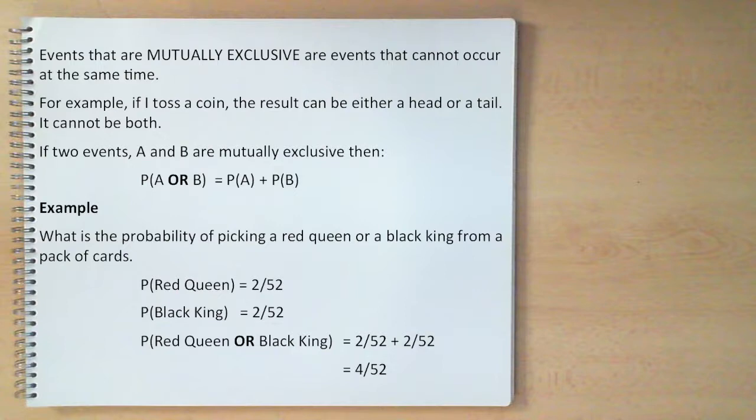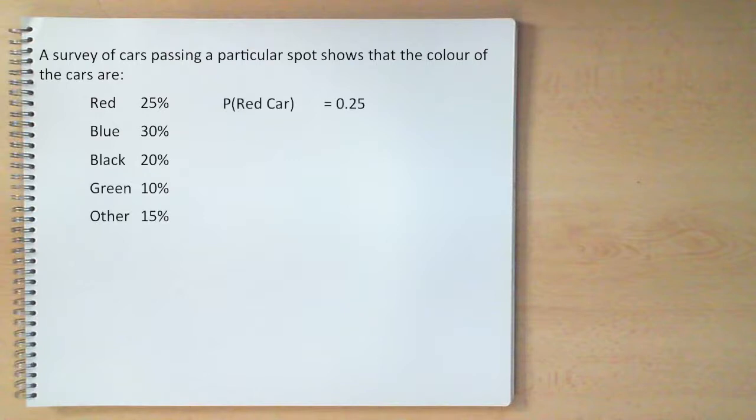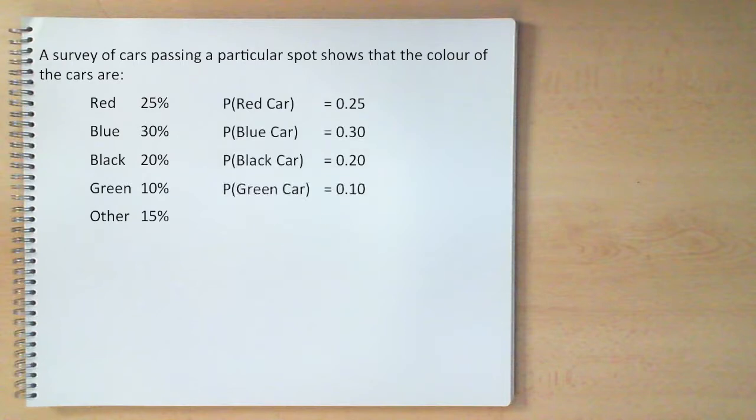Let's look at a different example now. A survey of cars passing a particular spot shows that the colour of the cars are, well, 25% are red, 30% are blue, 20% are black, 10% are green, and 15% are some other colour. So we can work out the probabilities from this. P of a red car is 0.25, and so on, all the way down the list there.